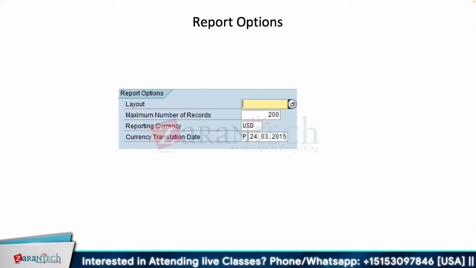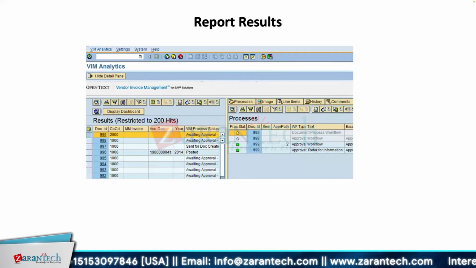And you have multiple standard SAP features available even in the Vim Analytics. You have the report options for selecting the layout, maximum number of records, reporting currency, and the translation date for that reporting currency, and what currency you want to show. And this is the standard output of the report. On the left-hand side, you will be seeing the ALV of all the header level invoices in detail. On the right-hand side, you will have a detailed view. Whenever you click on a particular line item, the detailed view will be shown on the right-hand side.